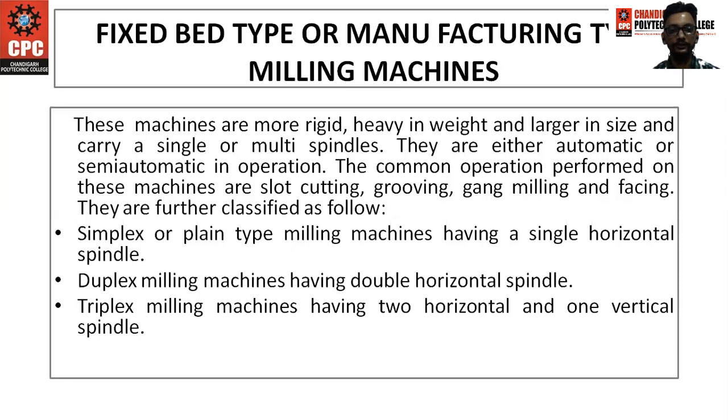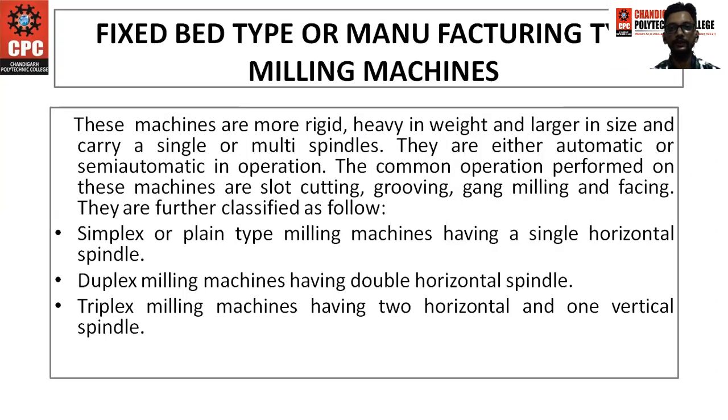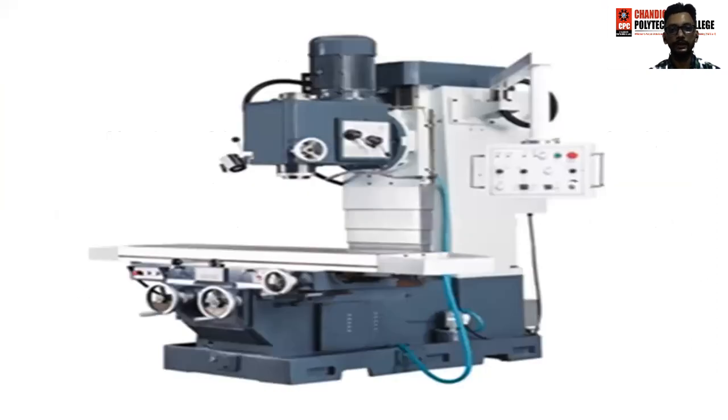They are further classified as follows. First is simplex or plain type milling machine having a single horizontal spindle, duplex milling machine, triplex milling machine also. So this is a diagram of a fixed bed type milling machine. This is the bed which is fixed on the knee, and this is your base which is made up of cast iron. This is a control panel which controls the whole program of the machine.